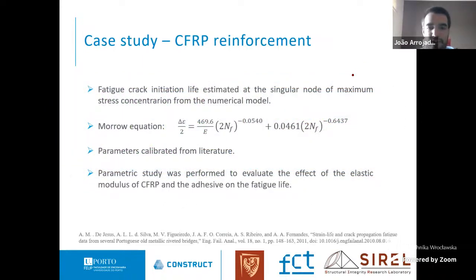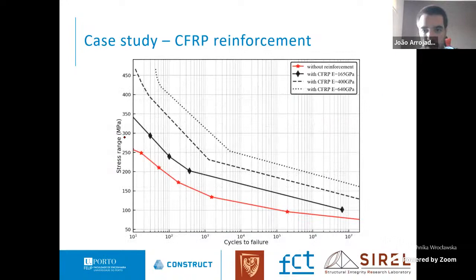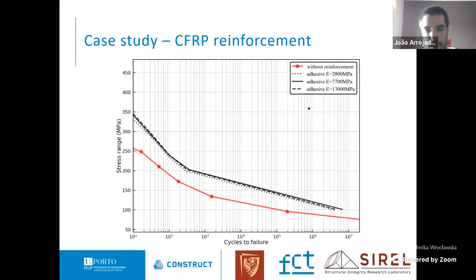and fatigue crack initiation life was estimated at a single node of maximum stress concentration in the numerical model, based on the Morrow equation that was calibrated from the literature by Abílio de Jesus and other authors. A parametric study was performed to evaluate the effect of the elastic moduli of the CFRP and the adhesive on the fatigue life. So here we can see that if we vary the Young's modulus, we can increase the fatigue behavior if we use CFRP with high modulus. But this is not true for the adhesive. If we vary the Young's modulus, we don't have that much improvement in fatigue life.